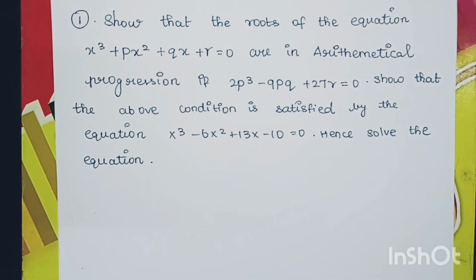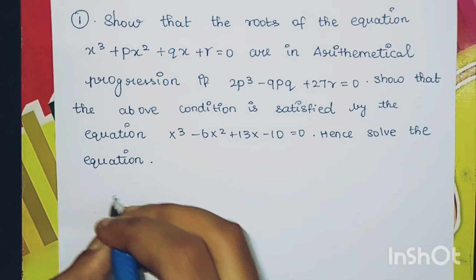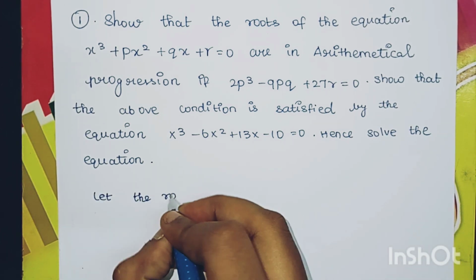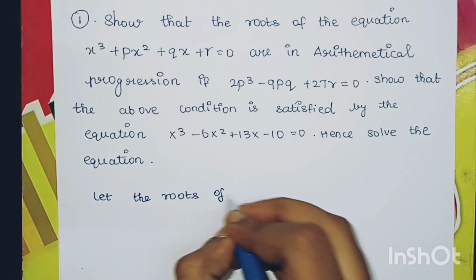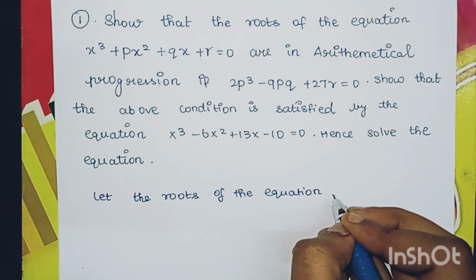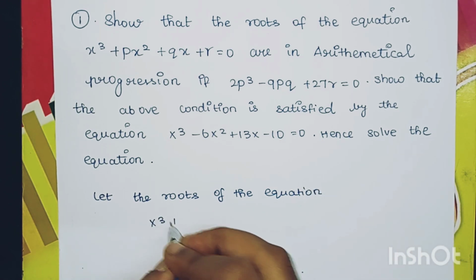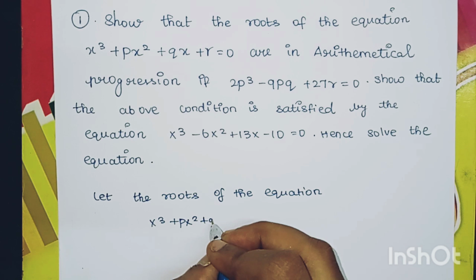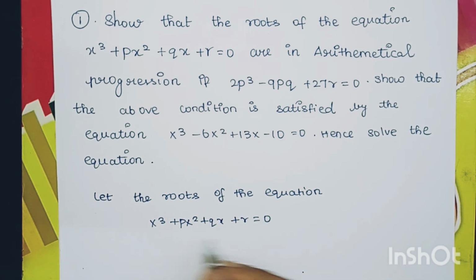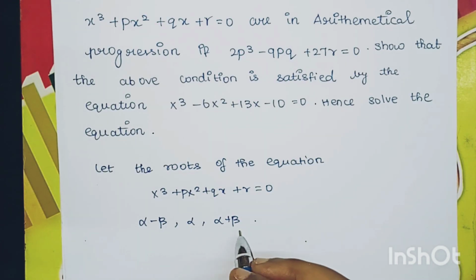So first, let the roots of the equation be... What is the equation? x cube plus px square plus qx plus r is equal to 0. So the roots for this equation are alpha minus beta, alpha and alpha plus beta. Let these three be the roots of the equation.